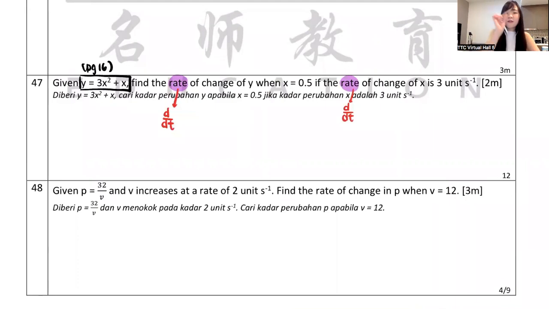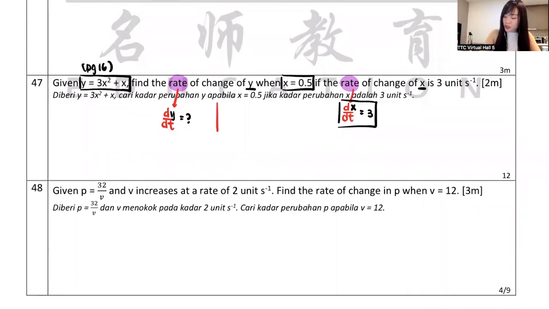So first one they say, find the rate of change of y. Isn't it that means they want to find dy/dt? Very good, Vima. Then the next one, the rate of change of x, they say x, isn't it dx/dt? So this dx/dt, do they ask? No, they give me, they tell me it's 3. So isn't it very straightforward? You read the question, you understand it, you write it out, okay? Then they even tell me x is 0.5. So how do we do it?